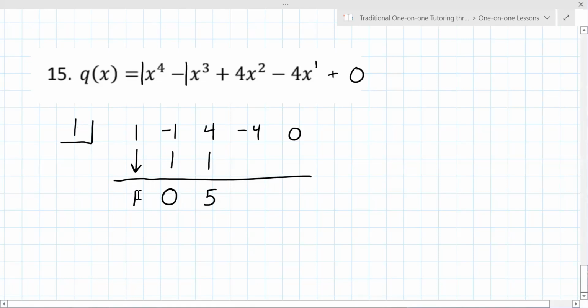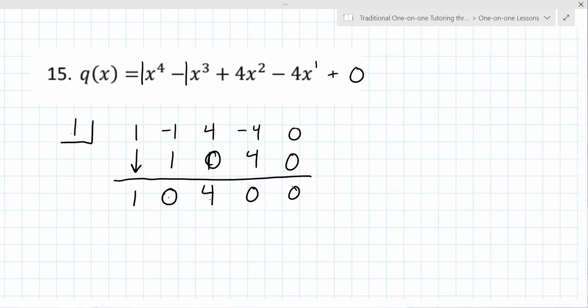Hang on a second. Sorry, that's why this is a problem. I apologize. There's a mistake here. Why isn't this highlighting? Okay, this should be a 0 because 0 times 1 is 0, and then you add vertically. 4 times 1 is 4. Add vertically. Yeah. 0 times 1 is 0. 0. Okay.